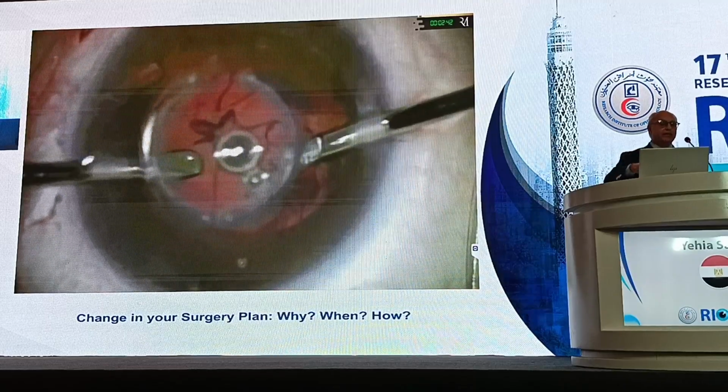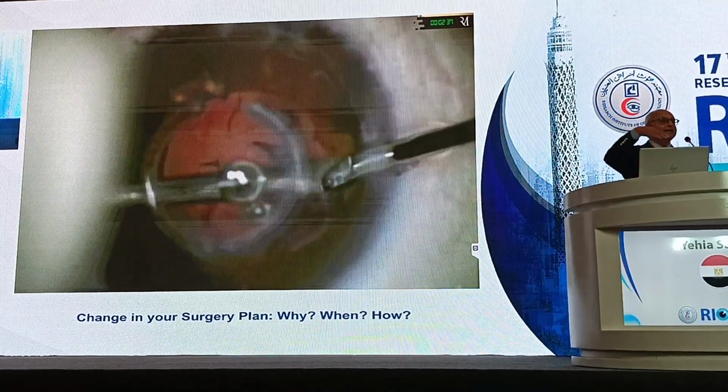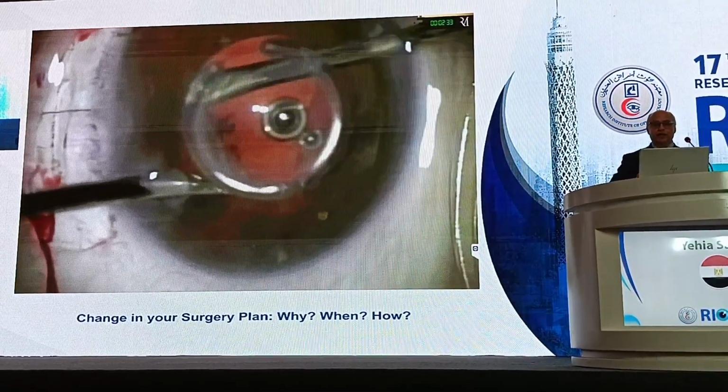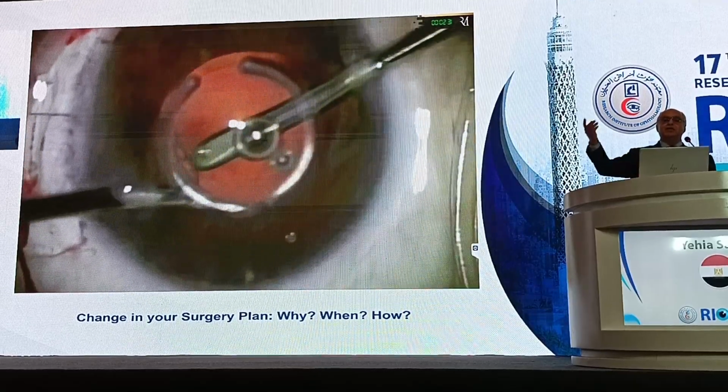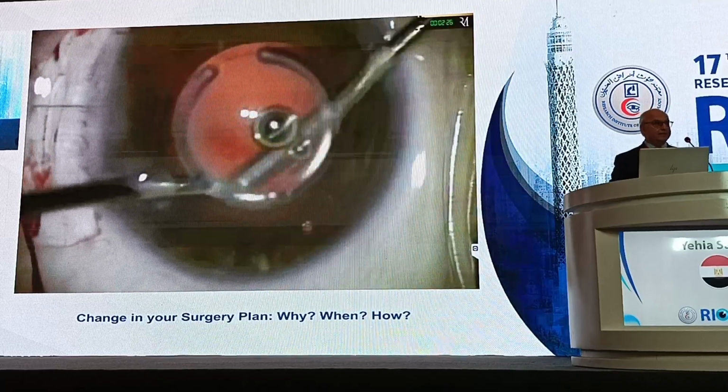With bimanual irrigation aspiration, you see the irrigating cannula is directed posteriorly to inflate the posterior capsule and open the bag, and as well to decrease the turbulence at the corneal endothelium level.